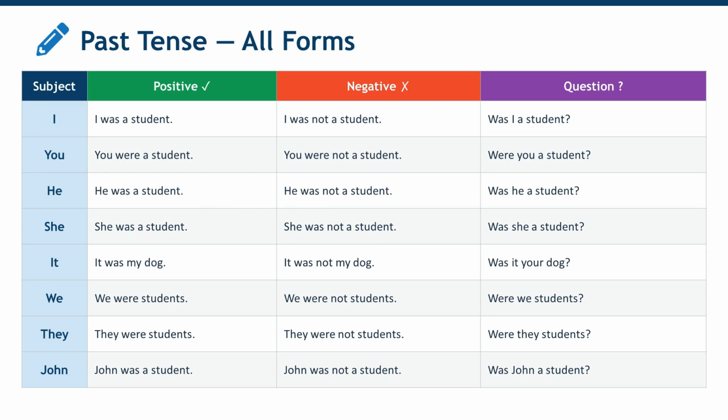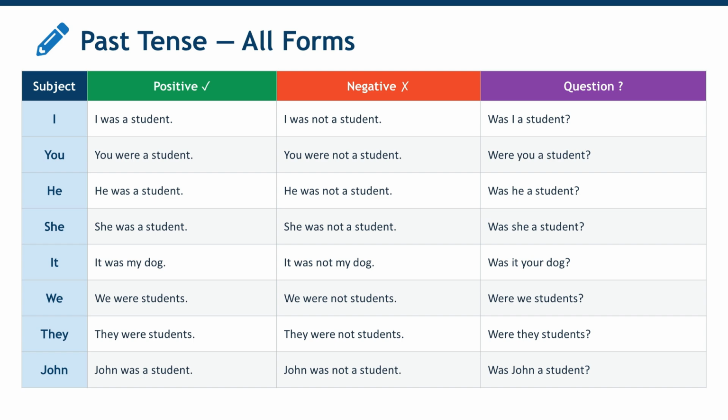Here is the complete table for the past tense, showing positive, negative, and question forms. For positive sentences, I was a student. You were a student. He was a student. She was a student. It was my dog. We were students. They were students. John was a student.